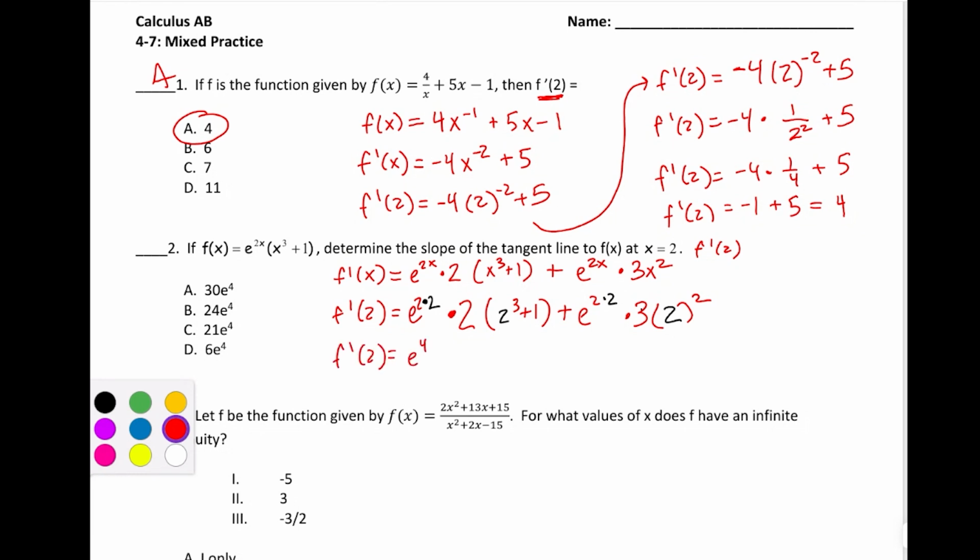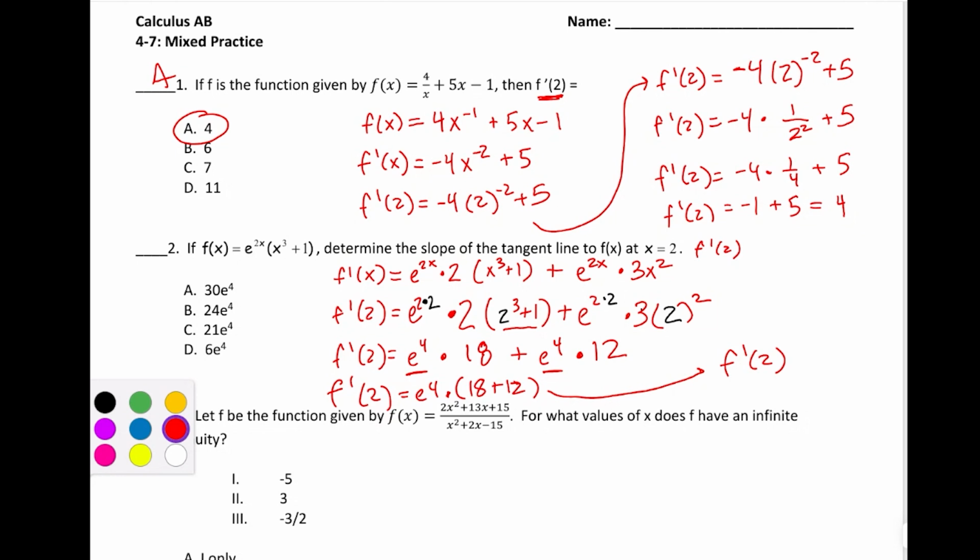We get e to the 4th times, this is going to be 8 plus 1 is 9 times 2 is 18, plus e to the 4th again times, we have 4 times 3 is 12. So we've got a common factor here of e to the 4th. So f prime at 2 is going to be e to the 4th times the sum of 18 and 12. So f prime of 2 is going to be, let's see, 18 plus 12 is 30. So this is going to equal 30 times e to the 4th. So our answer, again, is A.